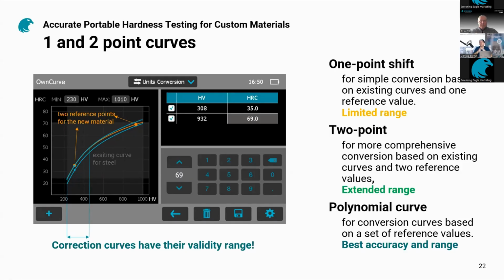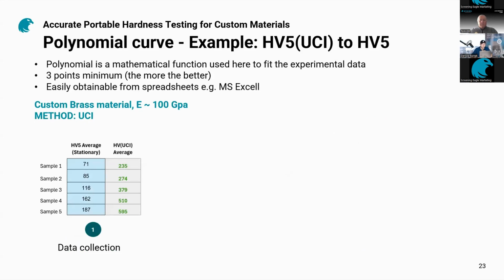And here it is important to understand that if you apply a one-point shift at a specific range, you should not expect that this will hold across the entire measurement range, and you should be aware that you might be having inaccurate results. The last one is the polynomial curve, and this is something I will discuss in a few steps on the next slides. The polynomial curve is nothing else than what the conversion standards are doing.